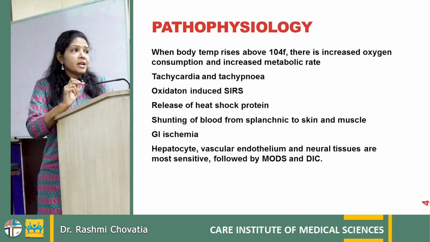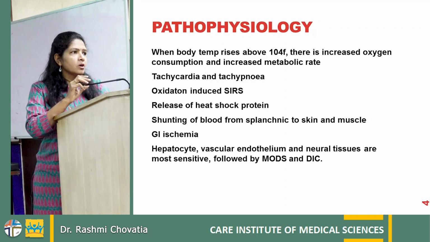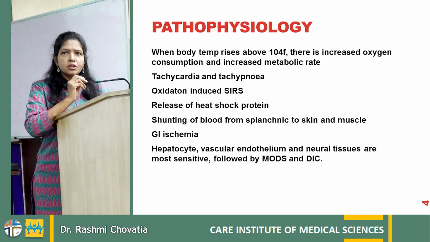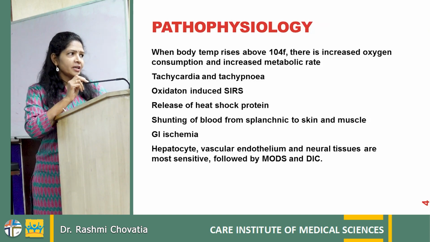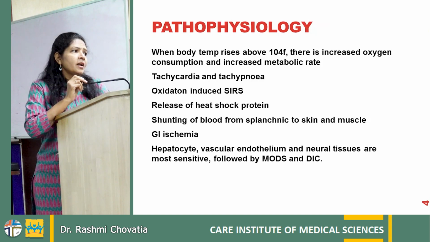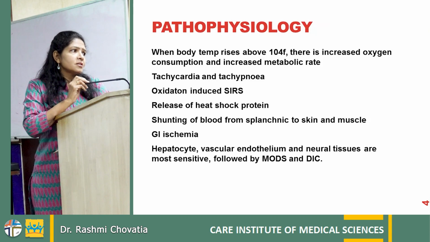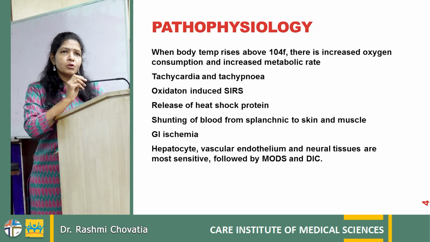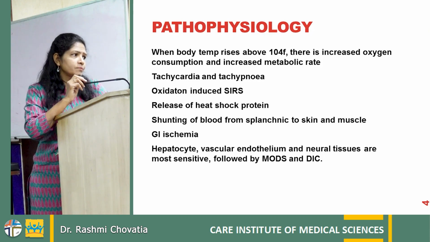When the body temperature rises above 104 degrees, which happens in heat exhaustion and heat stroke, there is increased oxygen consumption in the body and the basal metabolic rate increases, which leads to tachycardia and tachypnea, which leads to oxidation-induced systemic inflammatory response. And there is a release of heat shock protein. Because of that, there is a shunting of blood from the splanchnic circulation to skin and muscles, leading to GI ischemia and release of endotoxin. And this endotoxin eventually leads to multi-organ dysfunction.